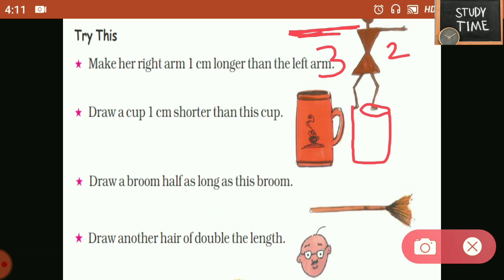Draw a broom half as long as this broom. So you have to draw like this. Draw another hat of double the length. Like this you have to draw. Next.